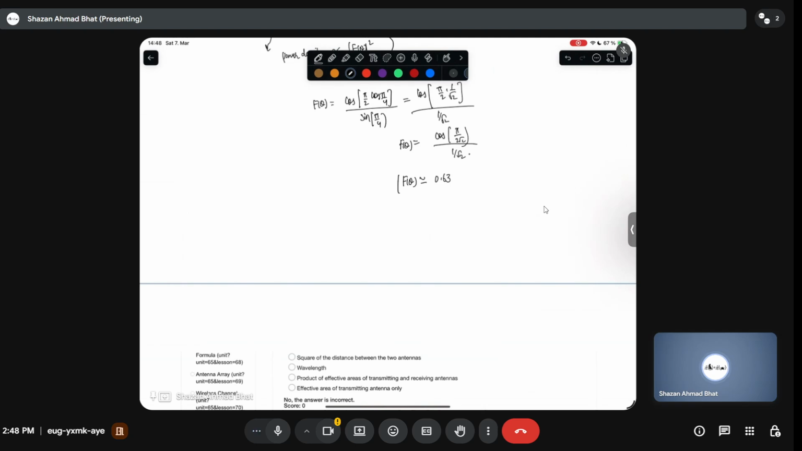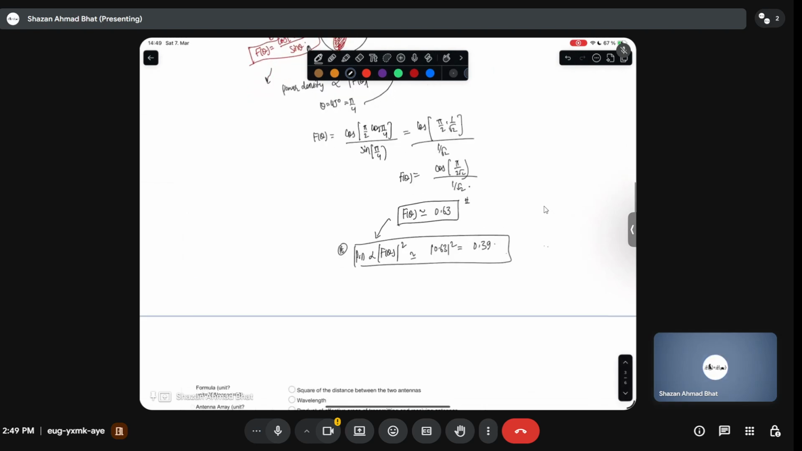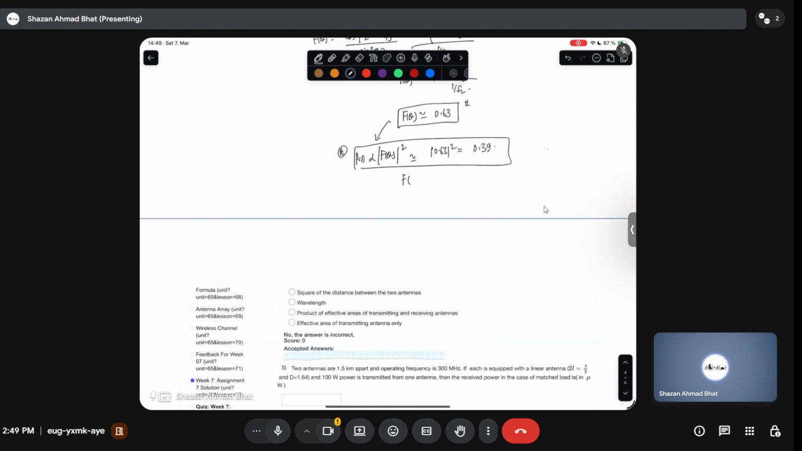So I have solved it. You just need to cross check whether this is exactly what we get. Now if you square it, because power density is proportional to magnitude of F theta square, this will be 0.63 squared, which comes out to approximately 0.39. So F at pi by 4 is basically 0.39.